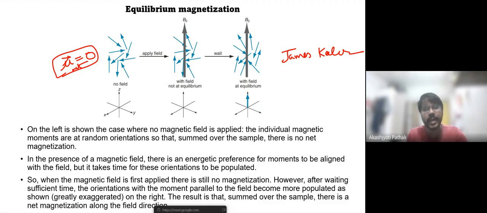Now, in the presence of a magnetic field, there is an energetic preference for moments to be aligned with the field. Most of the moments will have a preference for aligning with the field because that state has the least energy. That is why most of the magnetic moments will try to be aligned in the same direction as the magnetic field. When the magnetic field is first applied, there is still no magnetization.